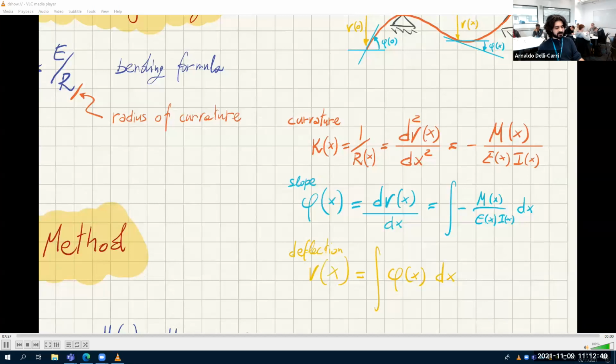You can see very easily that curvature and slope are linked by a differential relationship. That means the curvature is the derivative of the slope. So you can find the slope by integrating the curvature, and you can find the deflection by integrating the slope. That's how it works. So you find these two important quantities. They all come from the curvature, and the curvature is very easy to calculate because you know everything about your beam. You know the load, you know the material, and you know the shape, the geometry.